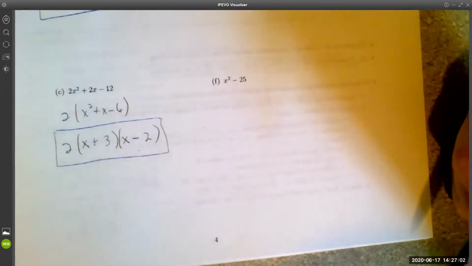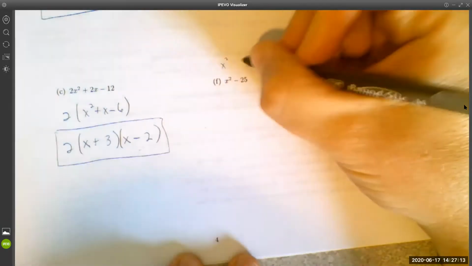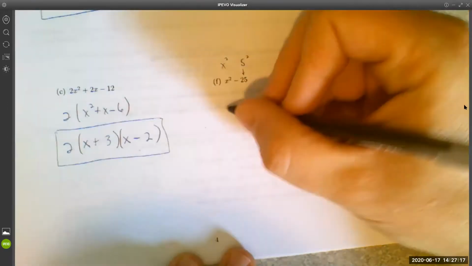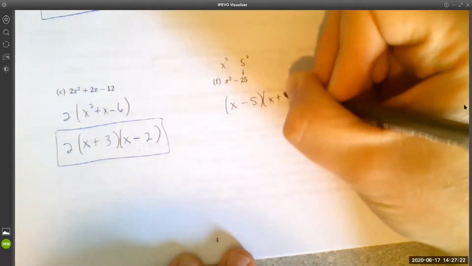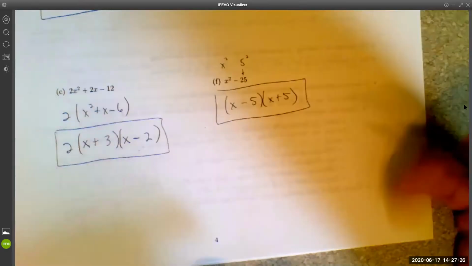Part F, another binomial. We can't factor out a GCF. Is it a special binomial? Yes, it's a difference of squares, right? This is x squared. This one is 5 squared, right? So a difference of squares factors as base minus base times base plus base. And that's all there is to that one. Again, you can FOIL this out and make sure that it works.